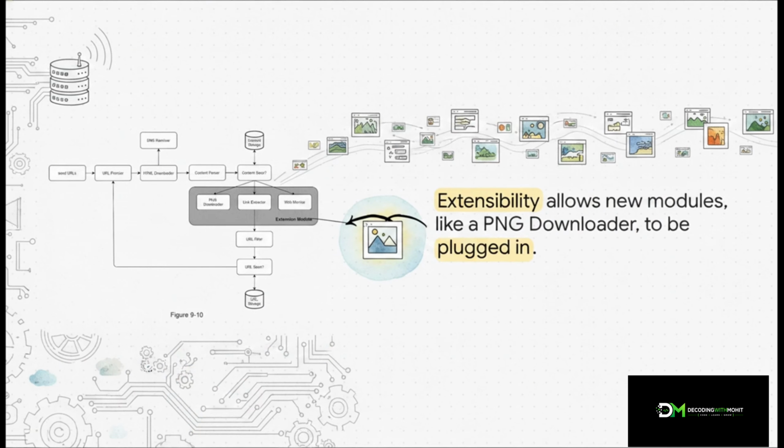And finally, a great design has to be extensible. What happens when, tomorrow, we decide we want to download not just web pages, but maybe PNG images too? Well, with a good modular design, it's no big deal. We can just build a little PNG downloader module and plug it right into our existing system. No need to tear the whole thing down and start over.